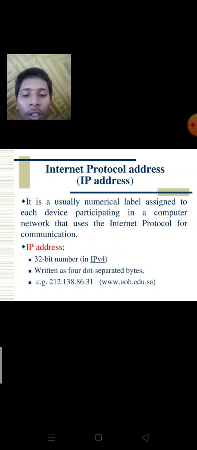IPv4 is written as 4 dot-separated bytes. Example: 212.138.86.31, www.uoh.edu.sa.